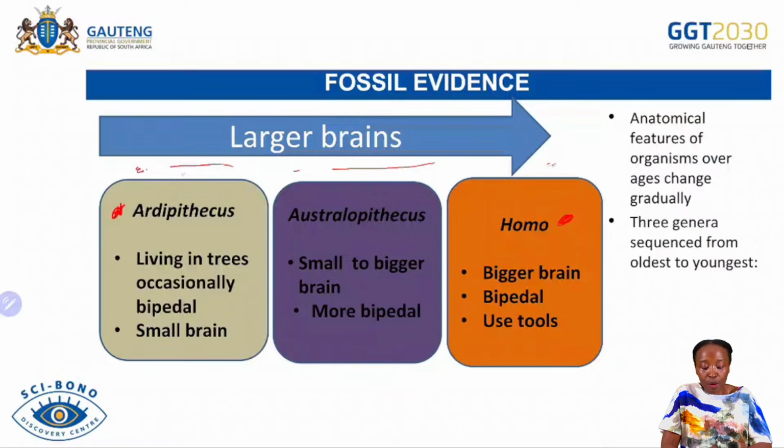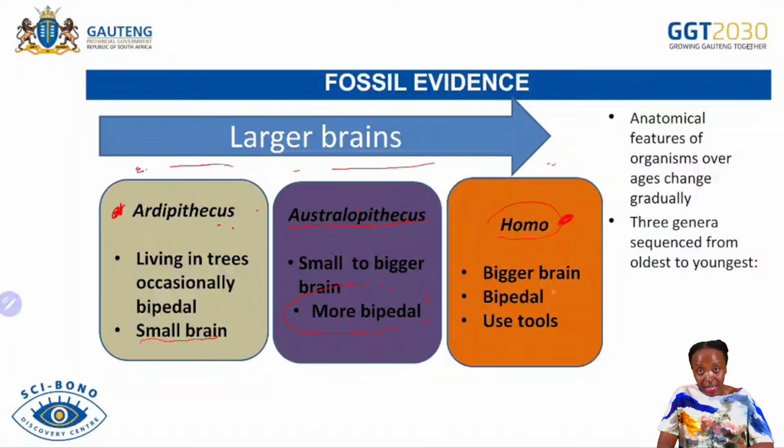So the Ardipithecus, the first genus that we're going to look into, we are told that these were living in trees and they were occasionally bipedal. So they would still swing in trees, they would still move on all four limbs, but they were occasionally bipedal and they had a small brain. And then we had Australopithecus. There are a lot of species that we're going to look into under Australopithecus. Again, here the brain goes from small to bigger, and these were now more bipedal. But with the two of them, when you study, you will learn that these had longer arms, because remember they were swinging in trees, so they needed to have longer arms for that. And then now the present one, which is the Homo, these ones have a bigger brain.